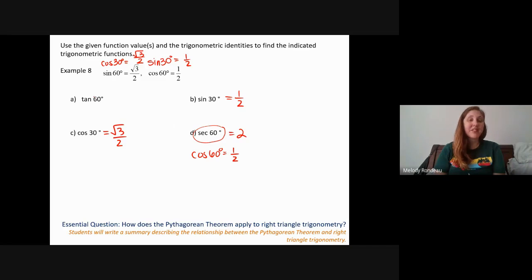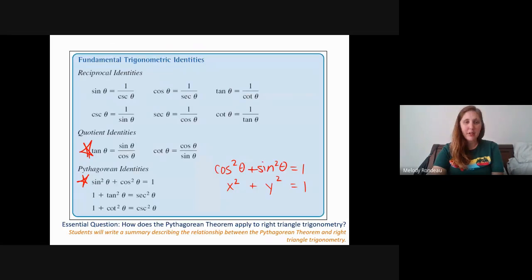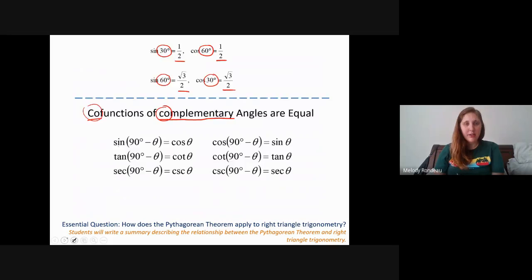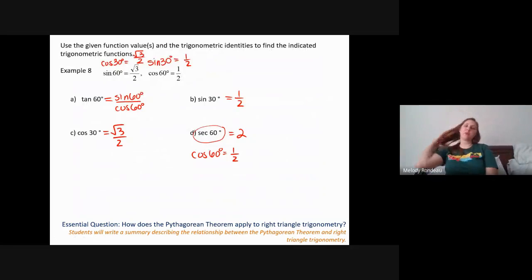This one, we get to use the thing I said was really important, that quotient identity. Tangent, I could rewrite as sine of 60 over cosine of 60. That is the quotient identity we just saw a second ago. I'm actually going to go back so you can see it. There it is right there. Tangent theta equals sine over cosine. Okay, so really important.